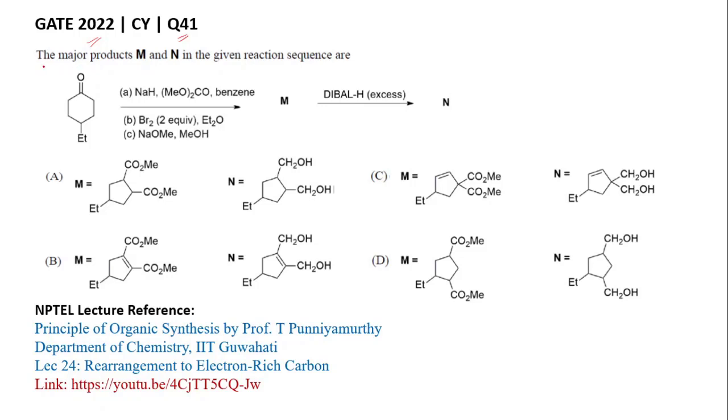The question is: the major products M and N in the given reaction sequence are. As you can see, this 4-ethyl cyclohexanone is treated with a sequence of reagents to produce M, which on treatment with an excess amount of DIBAL-H gives N. So we have to determine the structure of M as well as the structure of N.